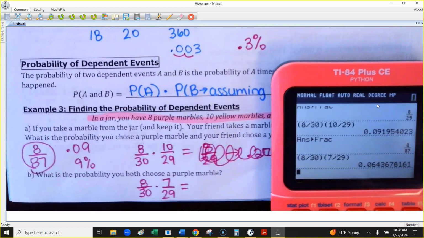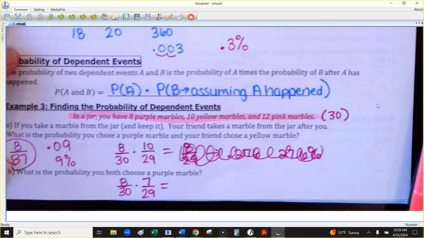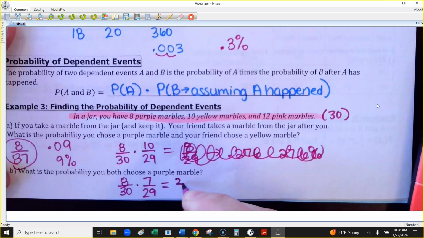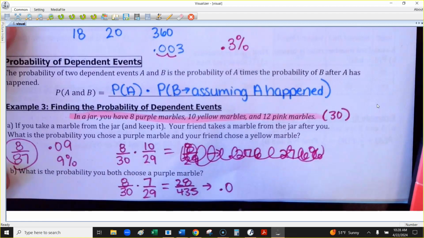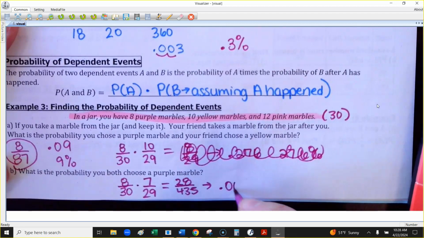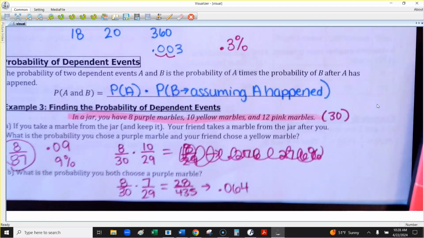I'm going to change that to a fraction just real quick. So if you need to do a fraction, this is 28 out of 435. If you need to do a decimal, depending on how many places we want to round to, I'm just going to go 3. So 0.064, or about 6.4%.